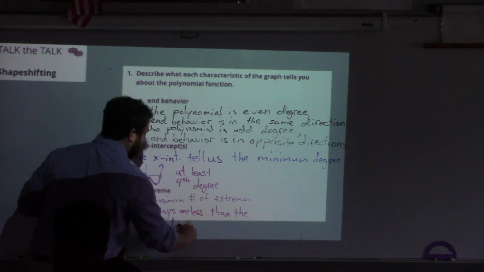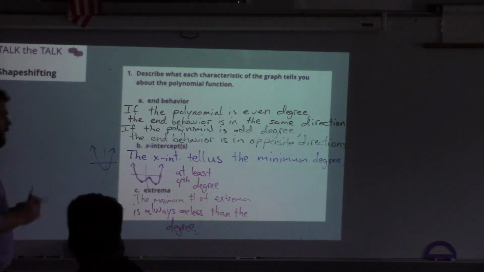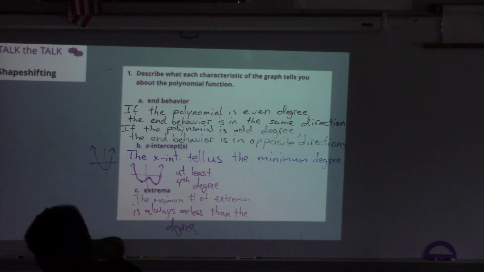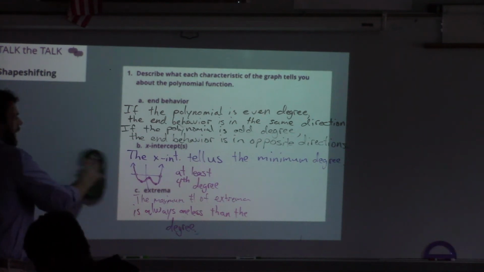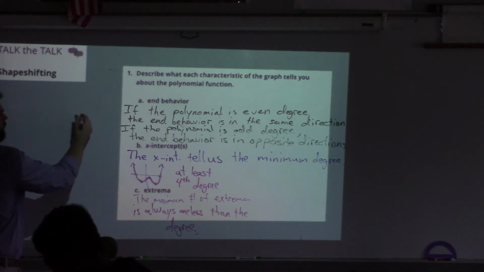And so again, it is not guaranteed that the number of extrema is 1 less than the degree, it's just that the maximum number is 1 less than the degree. Can you have more extrema than the degree number? No. You can't even have the same number of extrema as the degree number. To understand why, you get into some calculus concepts, but the maximum number of extrema is always 1 less.